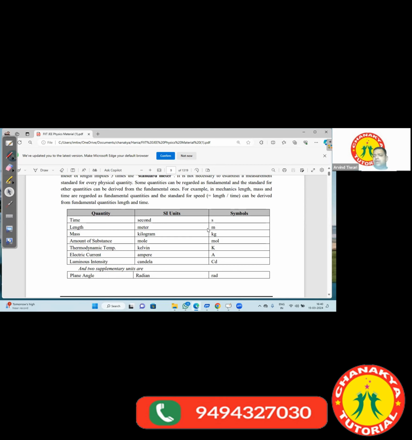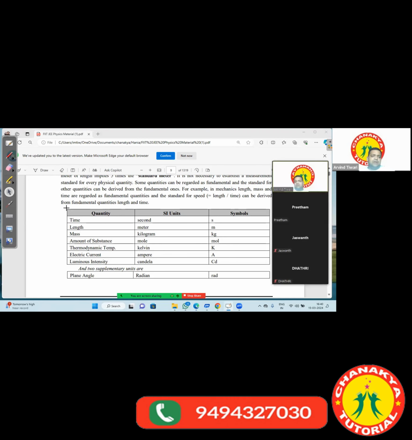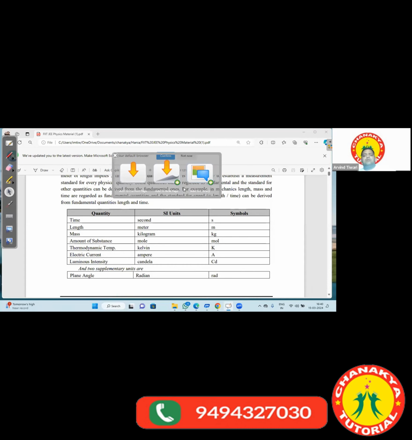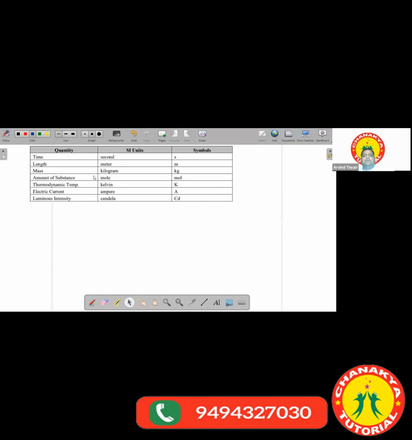I would also like to bring all of your attention to this point: if you observe the symbols of the SI units, some of them you find in capital letters and some in small letters. There are only two units which are written in capital letters. You can see Kelvin and Ampere. All others are written in small letters.